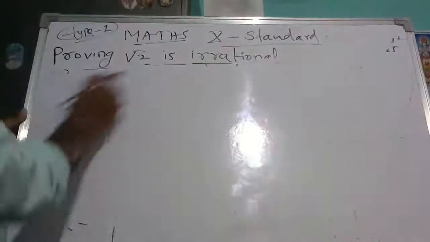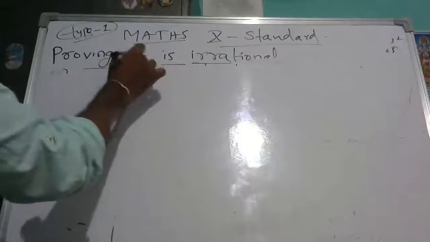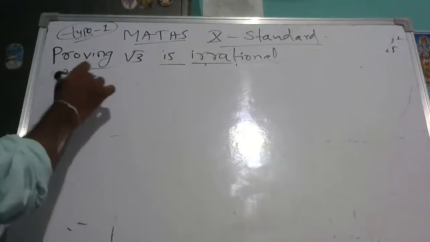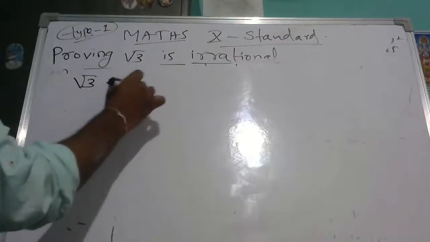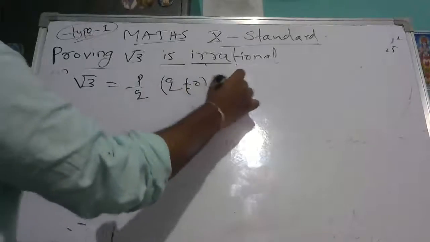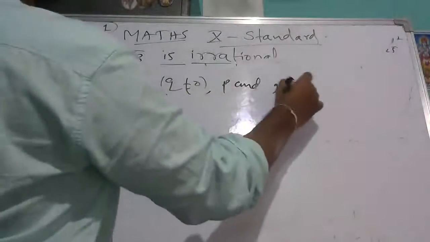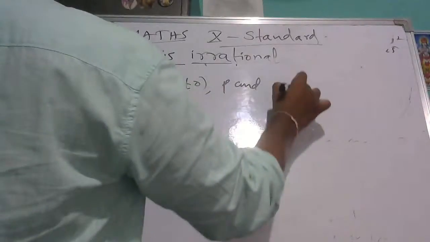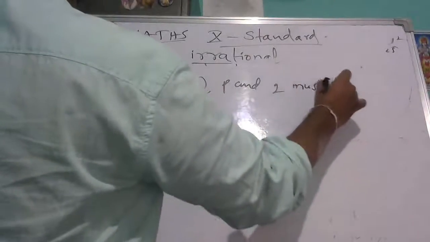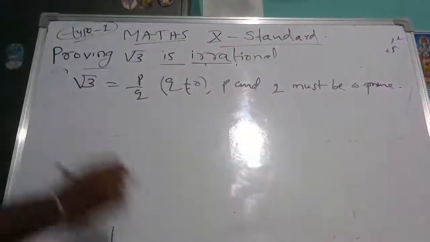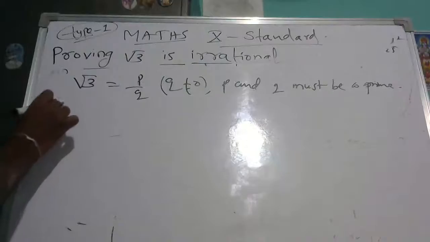Same way, we can prove that root 3 is an irrational number. So first, let us assume that root 3 is a rational number. It should be in the form of p by q, q not equal to 0, and p and q must be co-prime. Clear? Now again squaring on both sides.